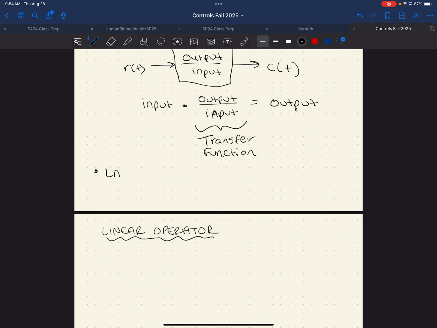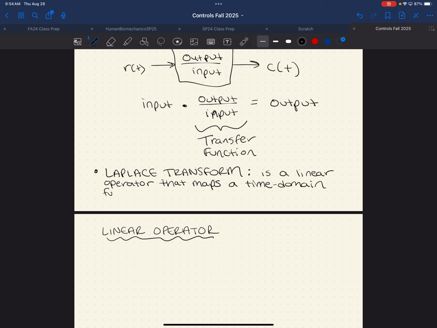Okay, so here we go, enter stage left, Laplace transform. What is this thing? This thing is a linear operator that maps a time domain function into a frequency domain function.